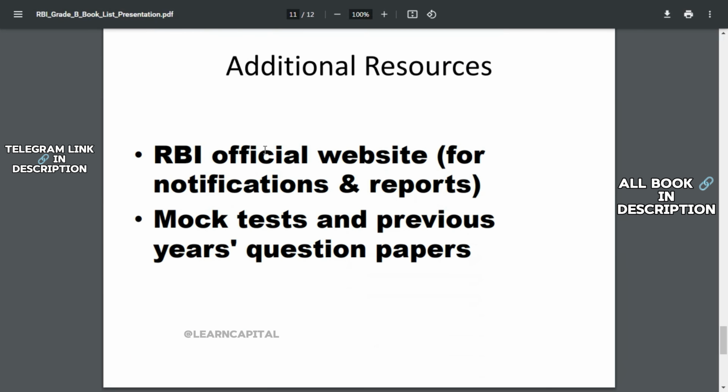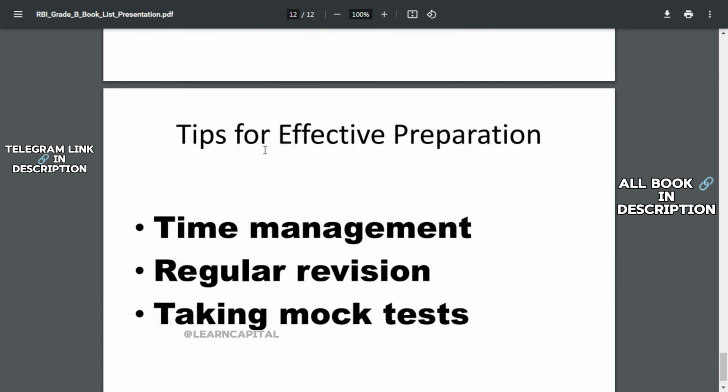And for current affairs, you must visit the RBI official website, and any reports from PIB. You must study financial current affairs. You must read the newspaper daily. The newspaper RBI recommends is Economic Times. And you should take mock tests and go through previous year question papers.